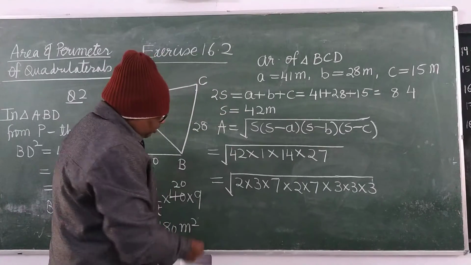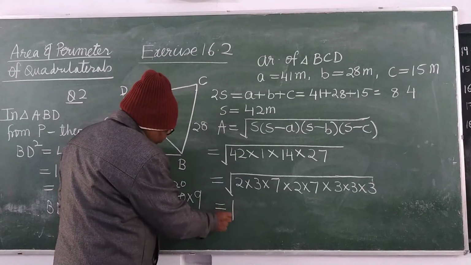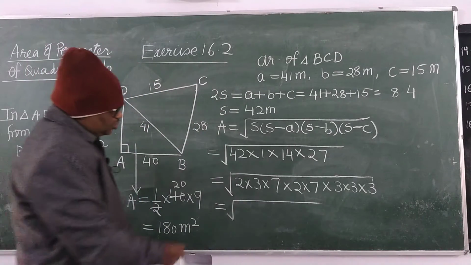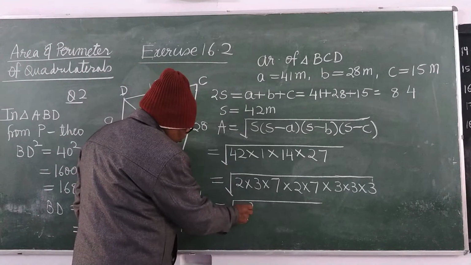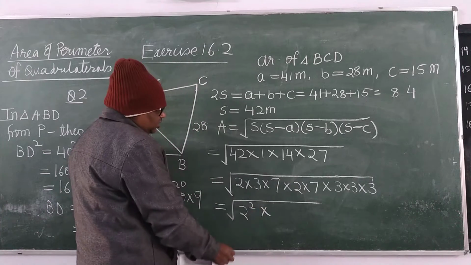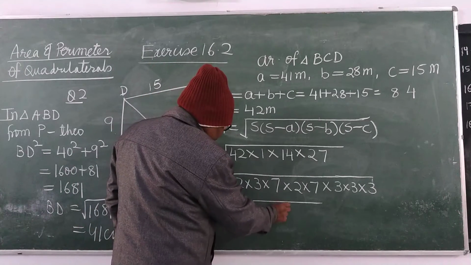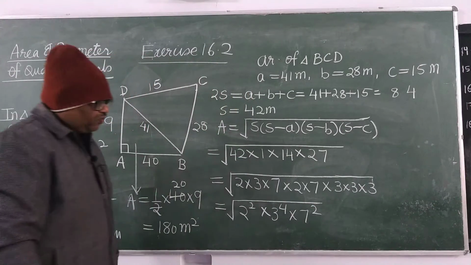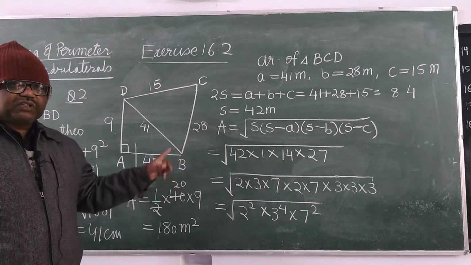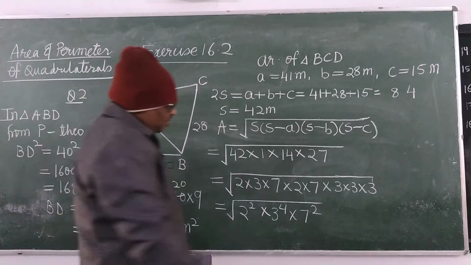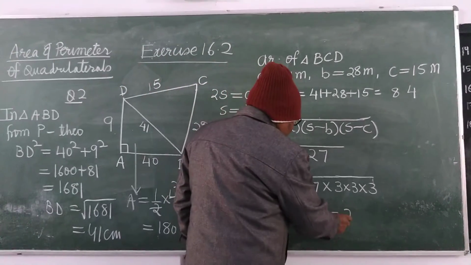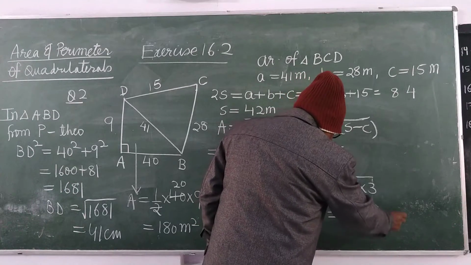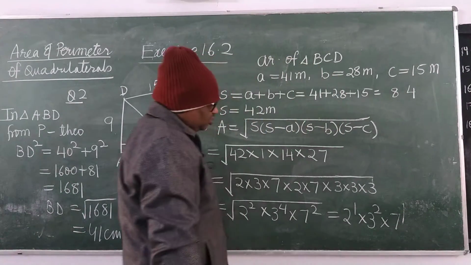Now you write them in power form. 2 is coming how many times? 2 is coming 2 times, so it is 2 square, and 3 is coming 4 times, 3 to the power 4, 7 to the power 2. When you take the square root, powers will become half. That means 2 to the power 1 into 3 to the power 2 into 7 to the power 1. Now simplify.